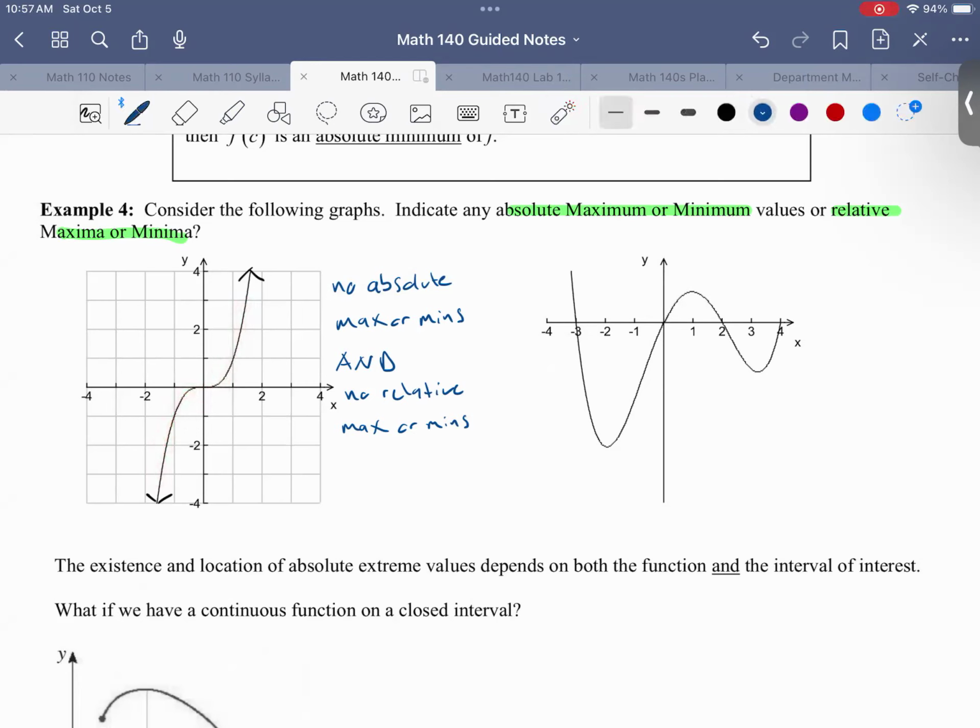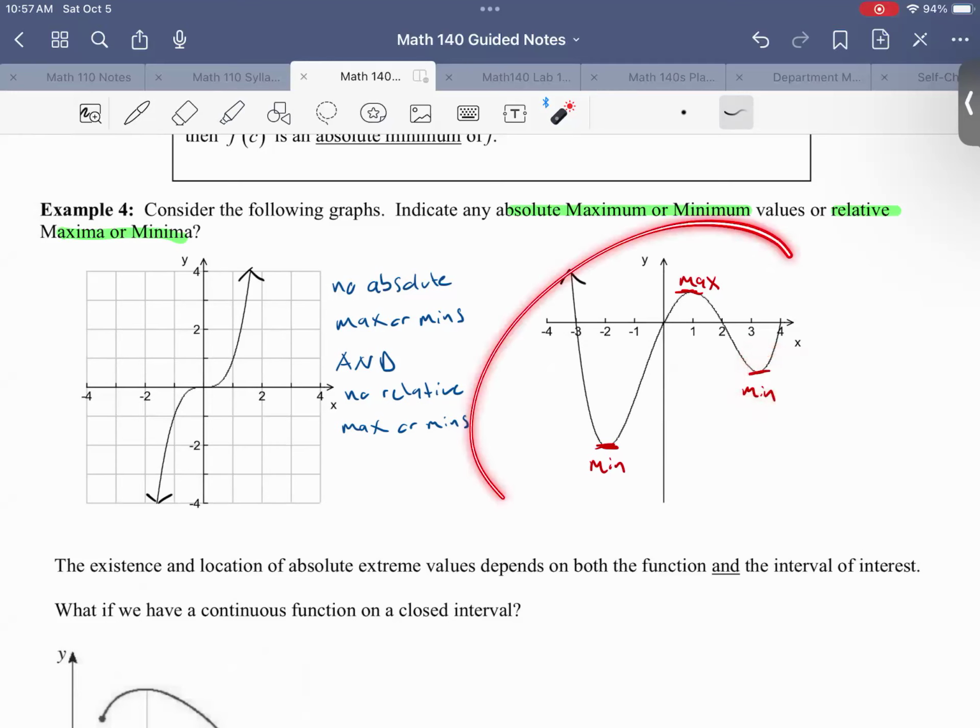Okay, let's look at this next example though. This one is a little more descriptive. This graph is coming from negative infinity and it's stopping at 4. But let's see what our max and mins are. We have a min right here at the bottom. We have a max right here, and we have another min right here. I'm looking at this and I have two mins. I have a min at x equals -2, and I have a min at x equals 3.